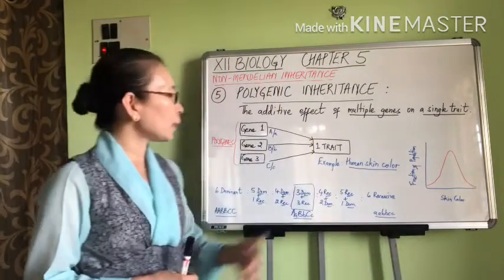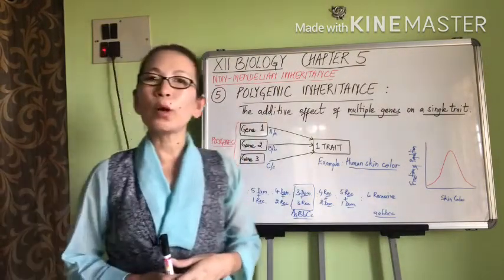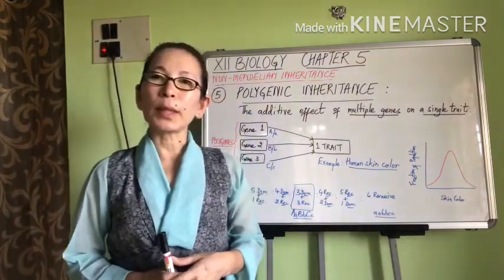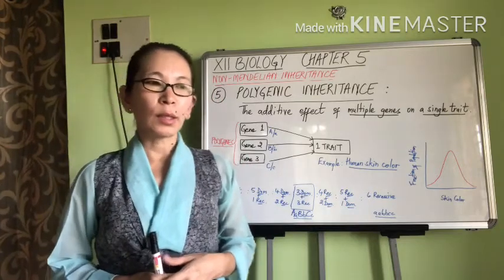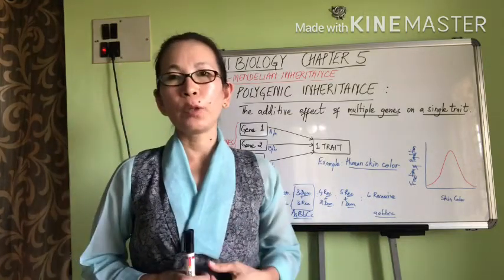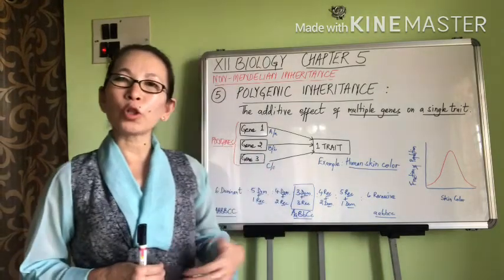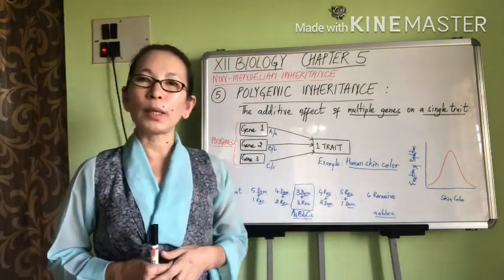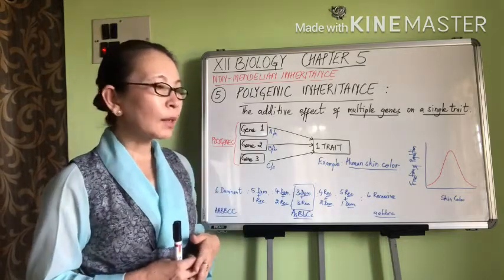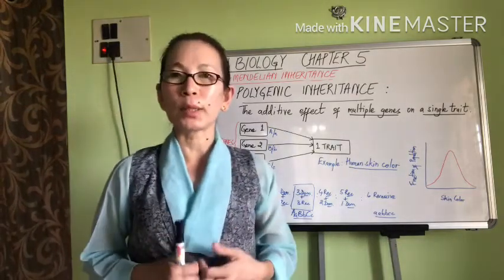Let me now consider human skin color as an example for polygenic inheritance. This is because human skin color shows a range of phenotypes in a population. And you might also observe a range of skin coloration in your own family. Now, this is all because skin color is controlled by many genes.